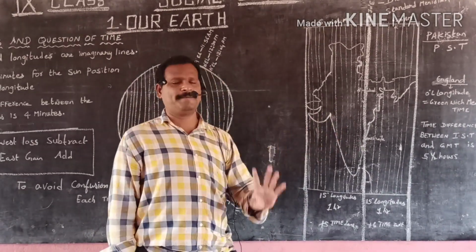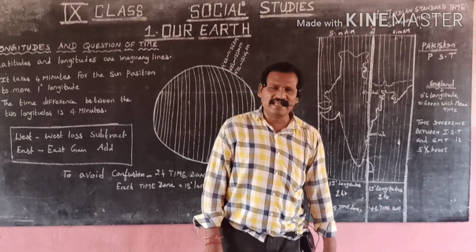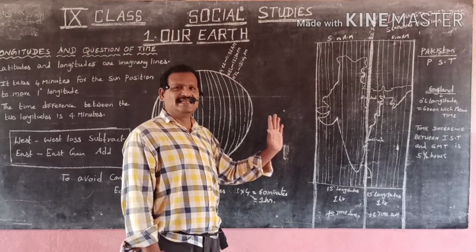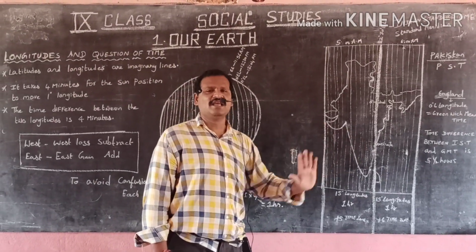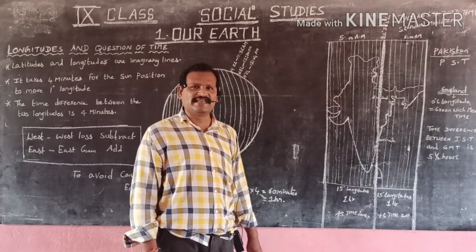Now understood, children? When the time is 12 p.m. in England, what would be the time in India? India is located on the east side, so we should add 5.5 hours. Then the time would be 5:30 p.m. in India.